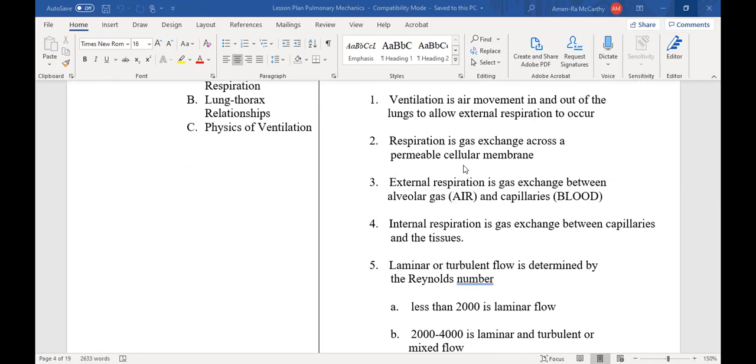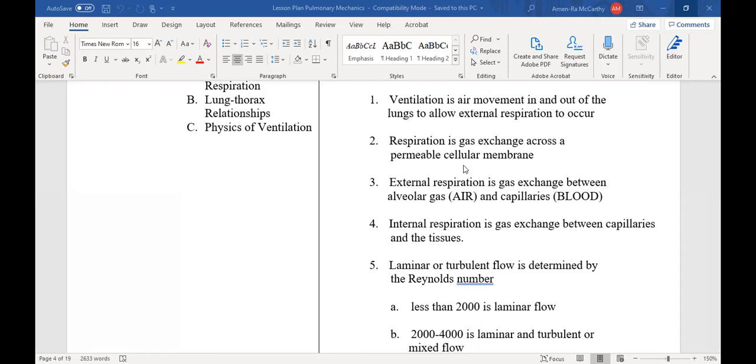The laminar or turbulent flow is determined by the Reynolds number. You won't have to know the formula for Reynolds number, but if I give you a Reynolds number, you need to be able to tell me, does that mean that the gas is going through nice and easy and smooth, or is it turbulent? A Reynolds number less than 2,000 is laminar. That means smooth. Laminar is smooth. Less than 2,000.